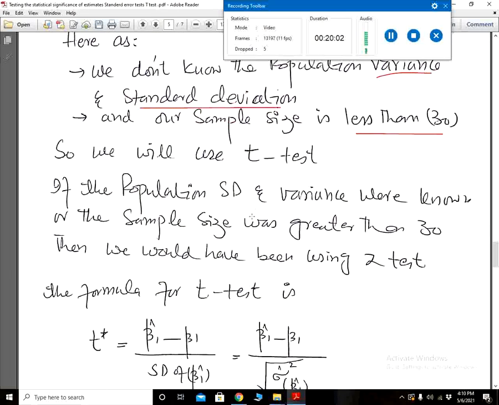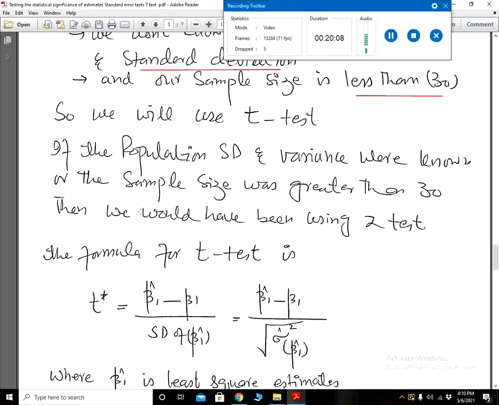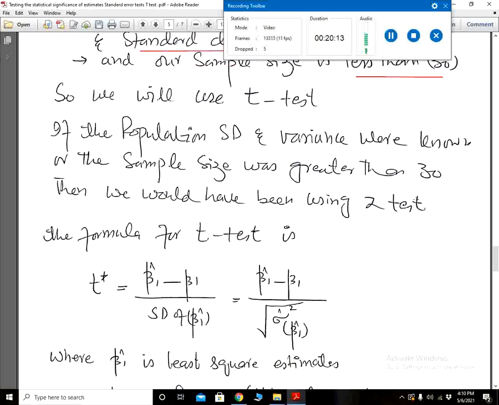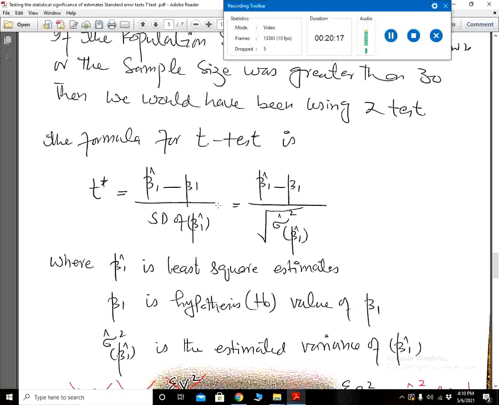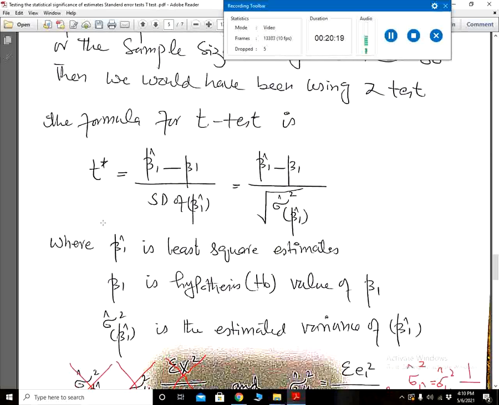So we will use the t test if the population standard deviation and variance are unknown, or if they were known or the sample size was greater than 30, then we would use the Z test. The formula for the t test is, this is the formula for the t test. T star, that is the calculated value of t or empirical value of t, is equal to beta 1 cap, that is the value of the coefficient that we estimated, minus beta 1.